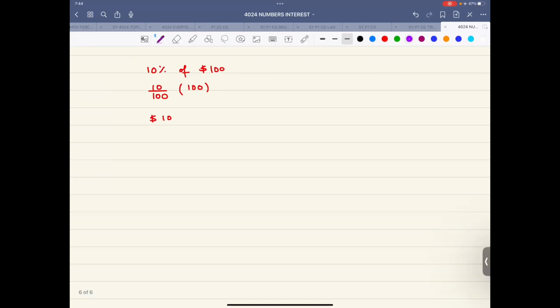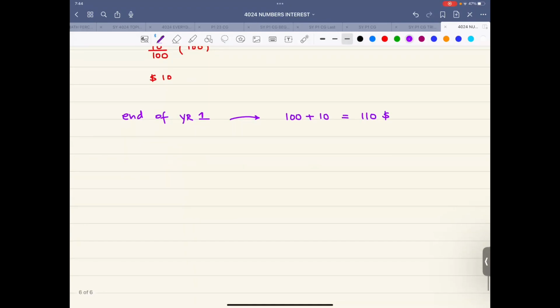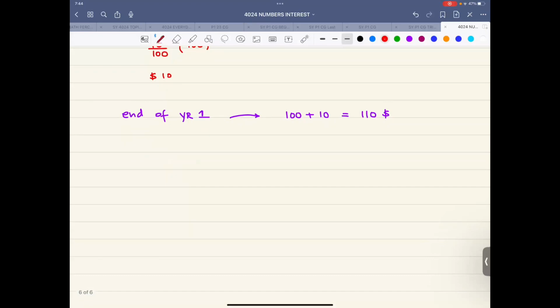That means at the end of year 1, I have in the bank 100 plus 10, that comes out to be $110. Now, next year, what is happening? The compound interest will be on $110. So 10% of $110, which is the amount at the end of year 1.